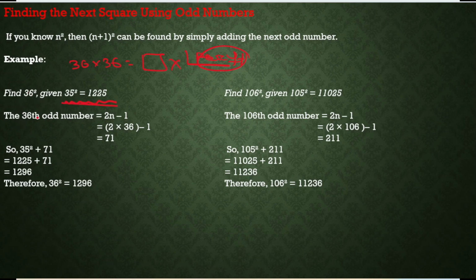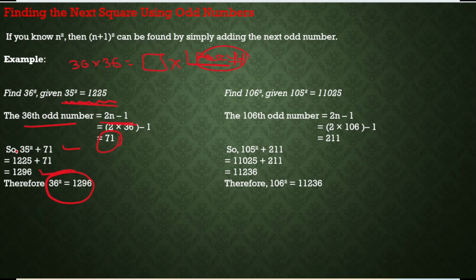So what is the 36th odd number? If you are given 35 square, you have to find the 36th odd number. 2n minus 1, that means 2 into 36 minus 1. 71 is the 36th odd number. So 35 square plus 71. This is 1225 plus 71, 1296. So 36 square is 1296.